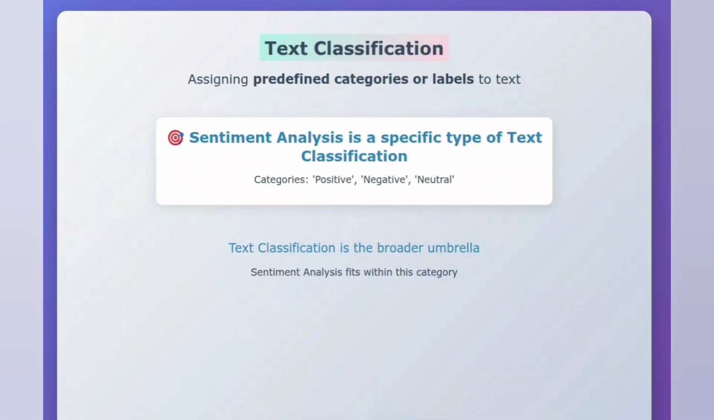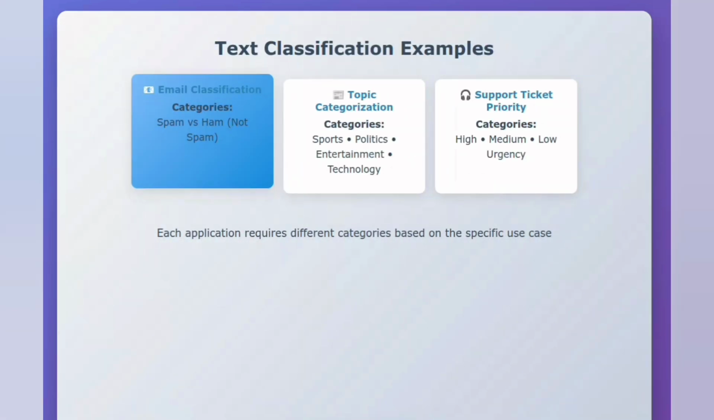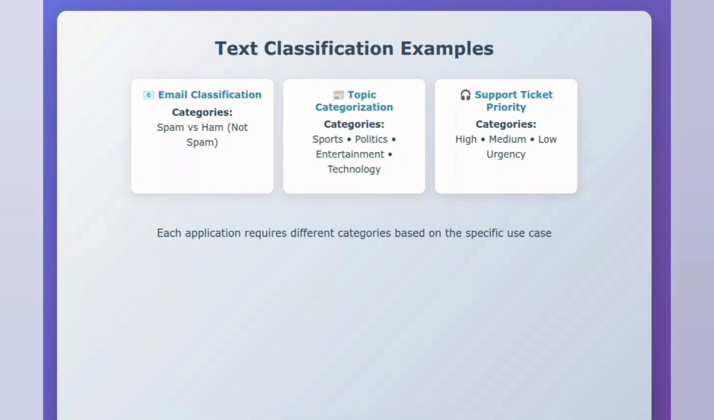Text classification is a broader category where the goal is to assign predefined categories or labels to text. Sentiment analysis is a specific type of text classification, for example, with categories positive, negative, neutral. Other examples of text classification include spam detection, categorizing emails as spam or ham; topic categorization, assigning news articles to sports, politics, or entertainment; or urgency detection in customer support tickets, for example, high, medium, or low.